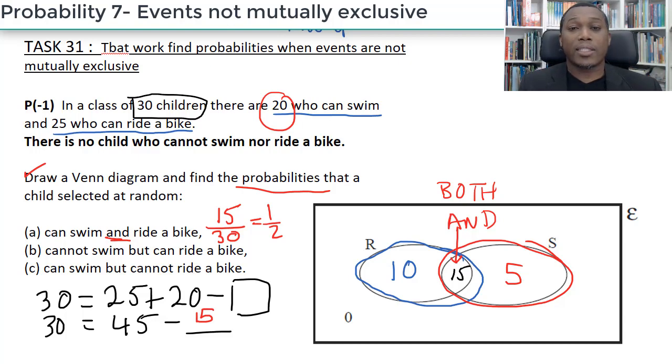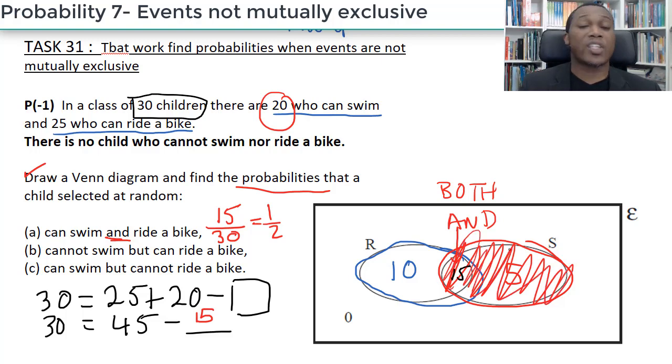Now let's look, what section do we want for part B? Cannot swim but can ride a bike. They cannot swim, so we're not considering anybody in the swimming section. What does that mean? We can't consider any of those people, because they cannot swim, but they can ride a bike.